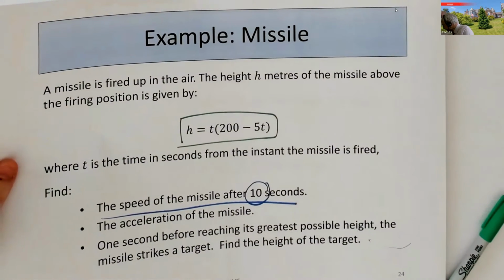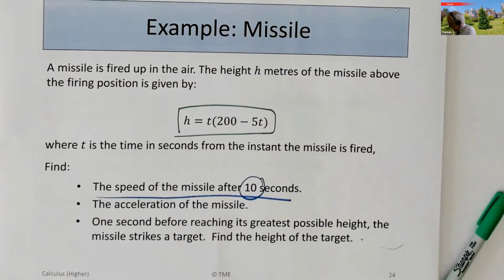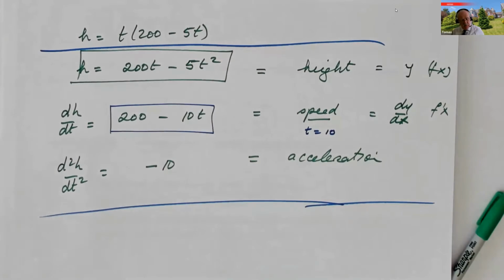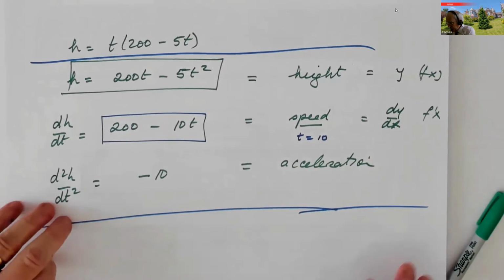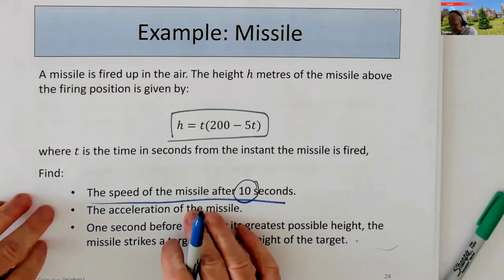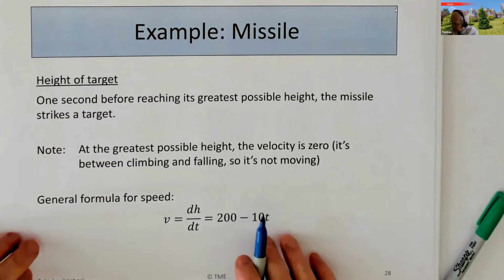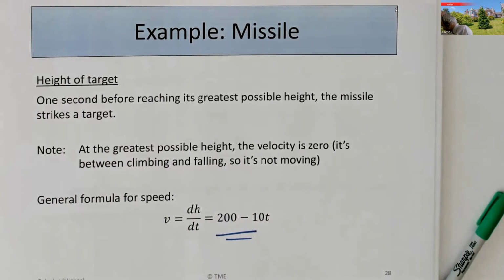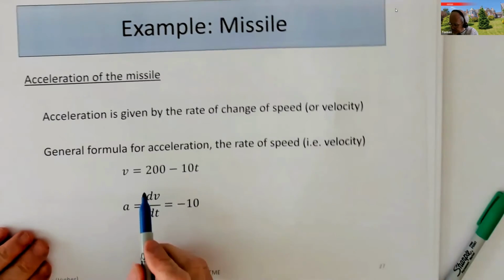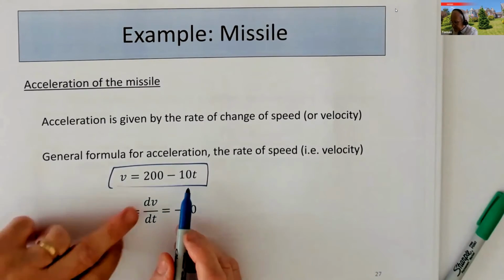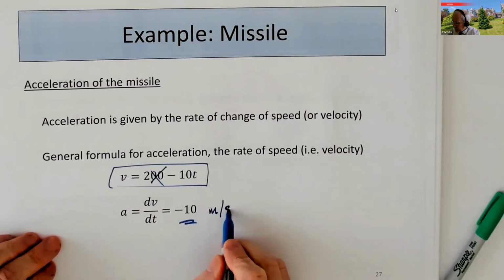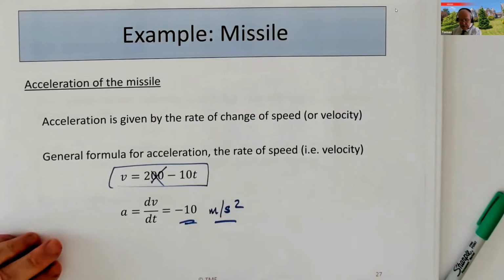The second one then is find the acceleration of the missile. The acceleration of the missile, we did it by differentiating it again. So we do that. So we differentiate, that's the speed. And sorry, the acceleration, I have it here, apologies. There's the actual equation for speed. I differentiate the 200, it goes, the minus 10t, I get minus 10. That's meters per second squared because it's acceleration.